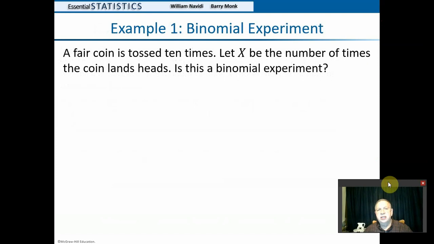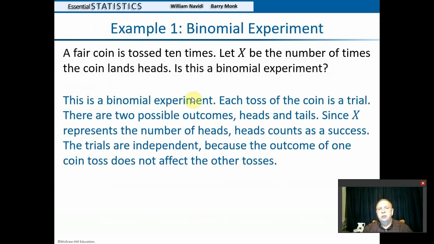So here, a fair coin is tossed 10 times. Let X be the number of times the coin lands heads. Is this a binomial experiment? Basically it is. Each toss of the coin is a trial. There are 2 possible outcomes, heads and tails. And X represents the number of heads. Heads counts as a success. The trials are independent because the outcome of one coin toss does not affect the other tosses. So we're going to have 0 where none were heads, all the way up to X number of times that we do the experiment.